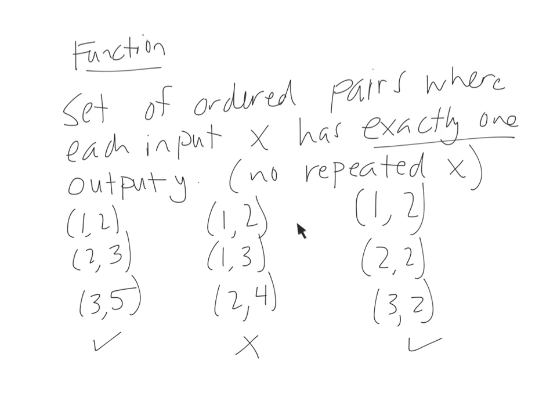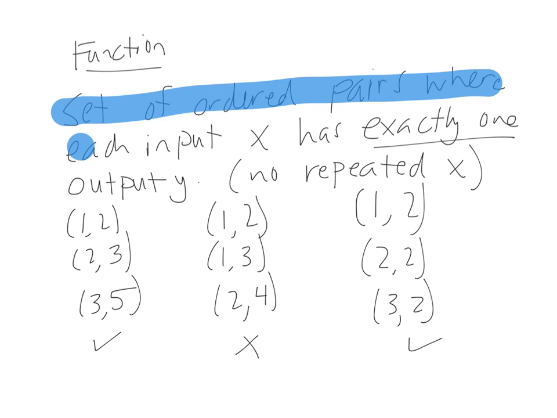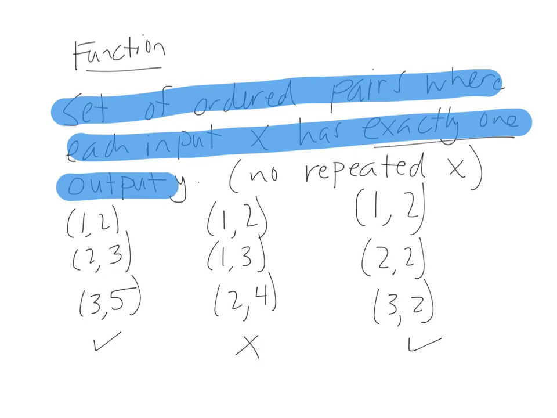The last thing I want to talk about in terms of defining a function, which we'll talk about a little more in class, is that you can also think of a function as a set of ordered pairs where each input x has exactly one output y. Another way to say that is that there's no repeated x.